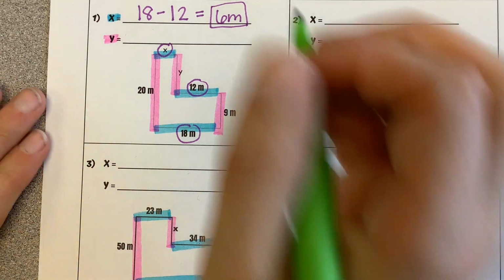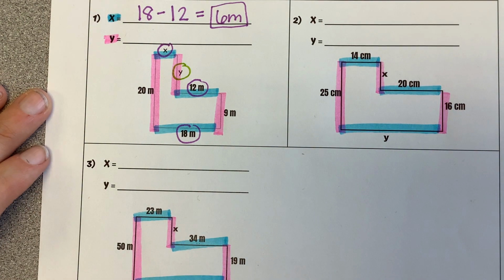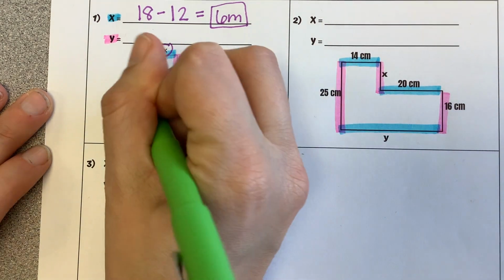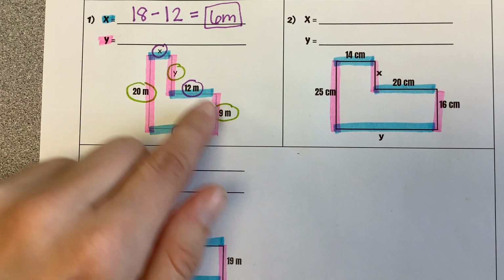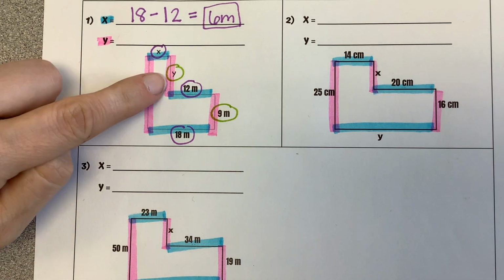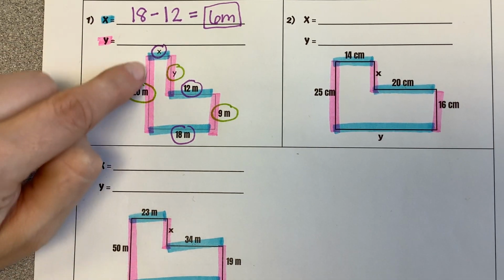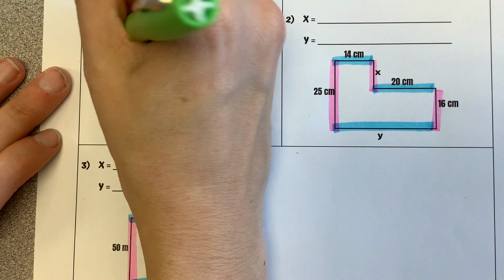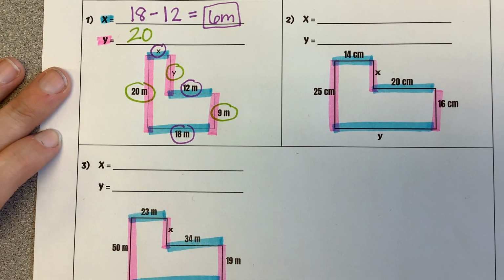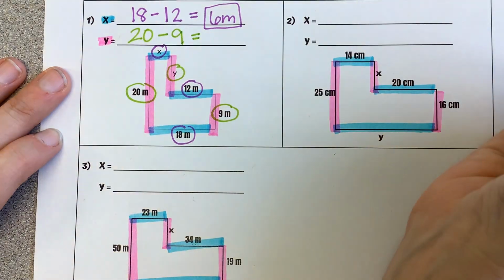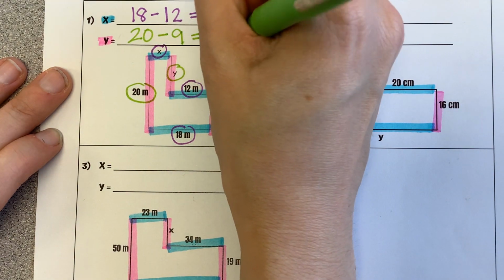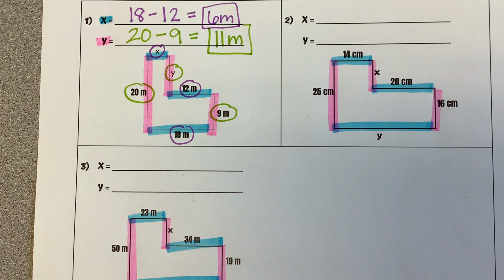For my Y, it was in pink, so I'm going to look at the pink values. I've got a 9 over here. I've got a 20 over here. Between these three vertical pink measures, Y is not the longest side. This is the longest side. So we're going to have to subtract. We're going to take that longest side of 20 minus the other side of 9. 20 minus 9 is 11 meters.